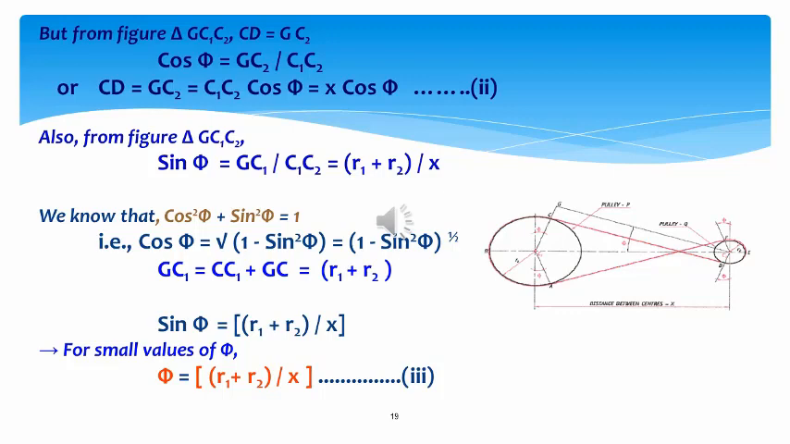Also, we know that cos square phi plus sin square phi is equal to 1. Hence, cos phi is equal to root of 1 minus sin square phi, that is equal to (1 minus sin square phi) whole to the power half. Or GC1 is equal to C1 plus GC, that is equal to R1 plus R2. And sin phi is equal to (R1 plus R2) divided by X. And for very small values of phi, we can reduce it to (R1 plus R2) divided by X. Phi can be reduced to (R1 plus R2) divided by X.